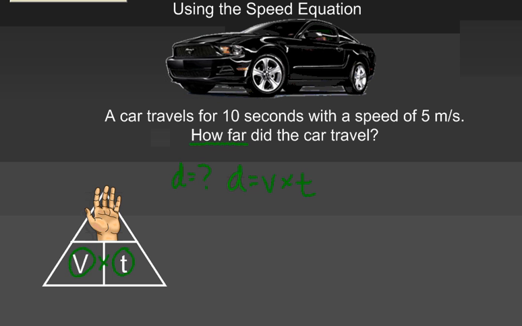All right, let's plug them in. So we know our distance is going to be equal to the velocity, which is right here, 5 meters per second, times the time, which is right here, 10 seconds. So if we have 5 times 10, that's going to be 50. And since it's asking for the distance, these seconds are going to actually cancel out. And so we're going to be left with meters. So 50 meters would be our answer for practice problem number 2.